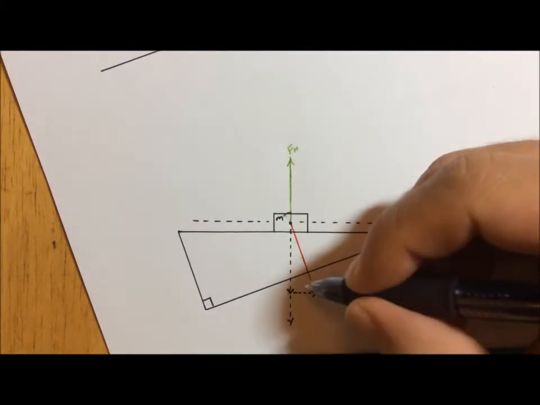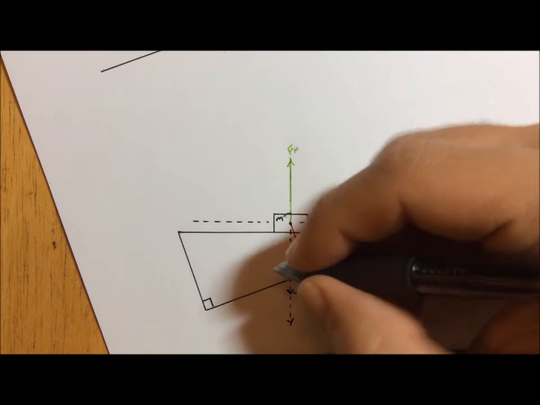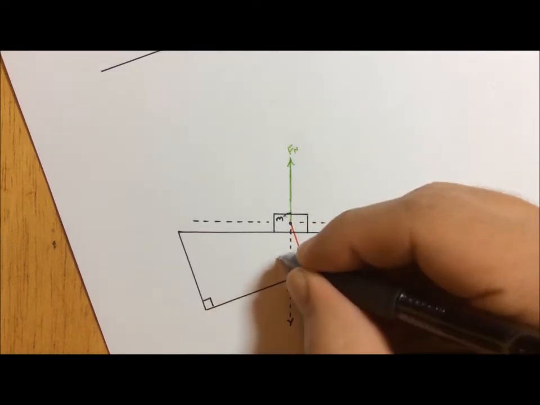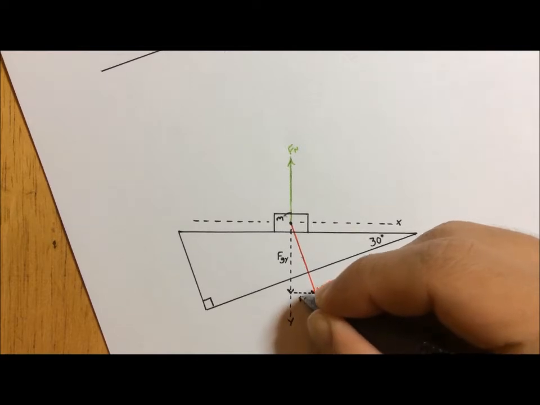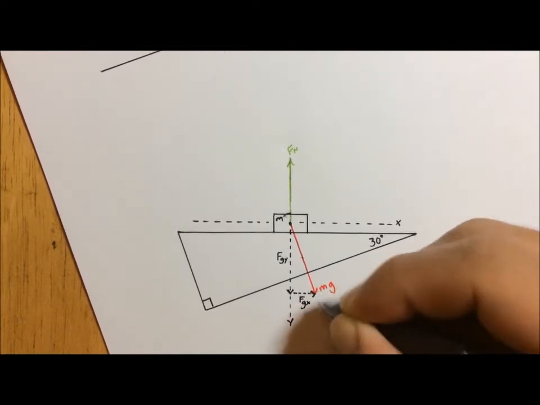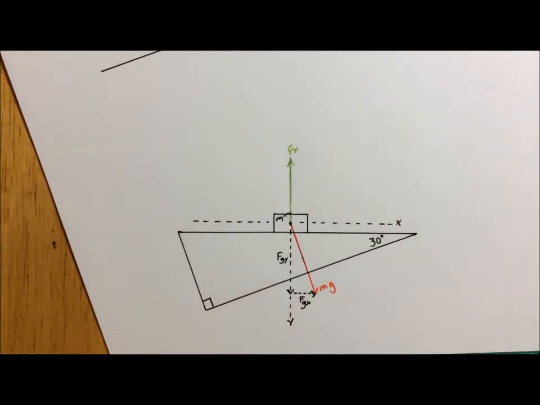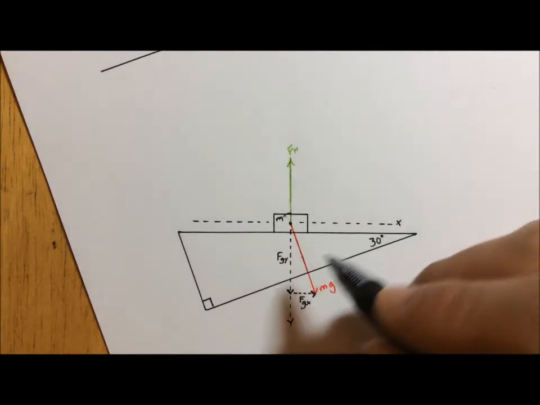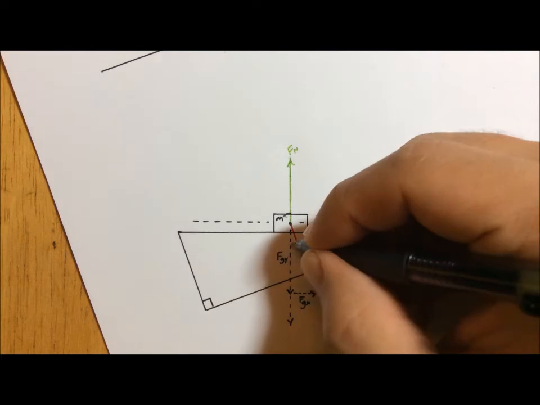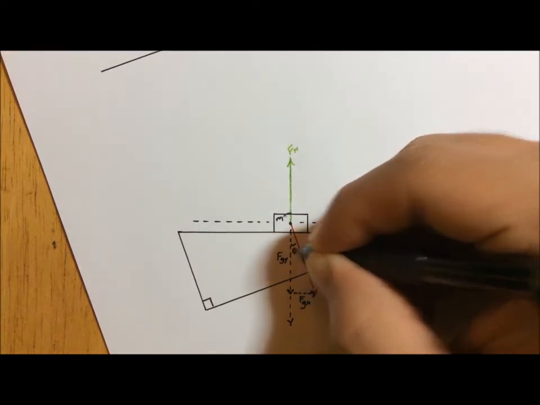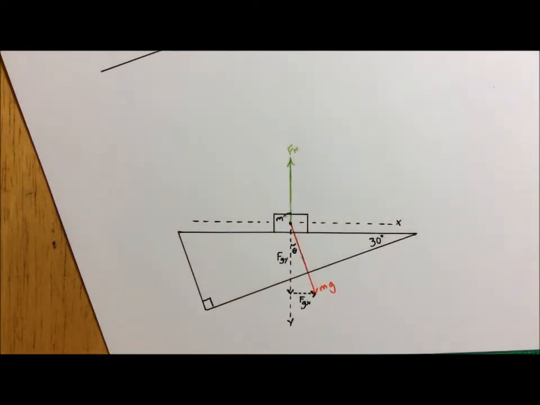So here is my component of gravity, F_G, in our new y direction. Here's my component of gravity, F_G, in my new x direction. And the way we figure these out is we use some trigonometry. We have 30 degrees over here. This angle inside here, that's 30 degrees. That's the same angle out here.